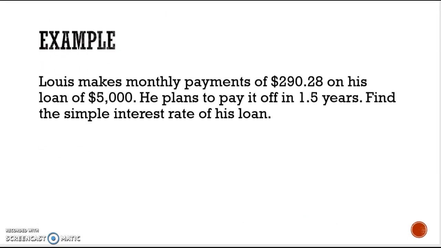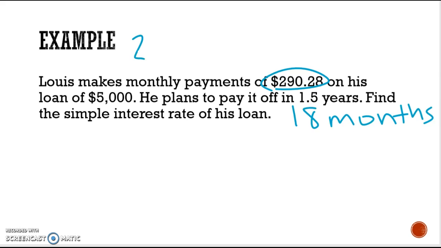So let's look at this one. Lewis makes monthly payments of $290.28 on his loan of $5,000. He plans to pay it off in 1.5 years. Find the simple interest rate of his loan. So every month, Lewis is paying $290.28. So 1.5 years is actually 18 months. We need to figure out how much he is actually paying.